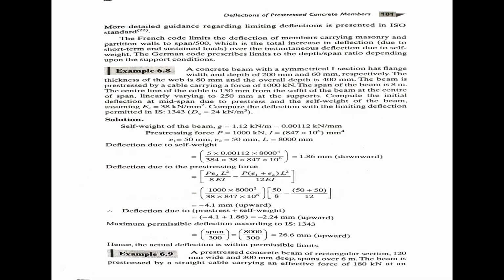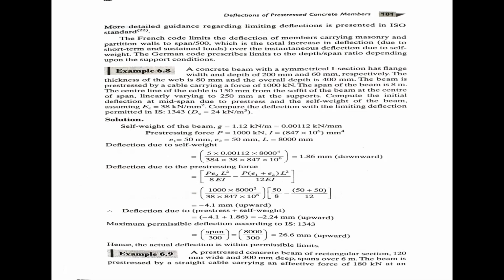Okay, self weight can be assumed. Eccentricity E1 and E2, so from 150 I have taken E1 50 mm, E2 50 mm, and L equal to 8000 mm. Okay, I equal to moment of inertia, 847 into 10 power of 6 mm to the power 4.